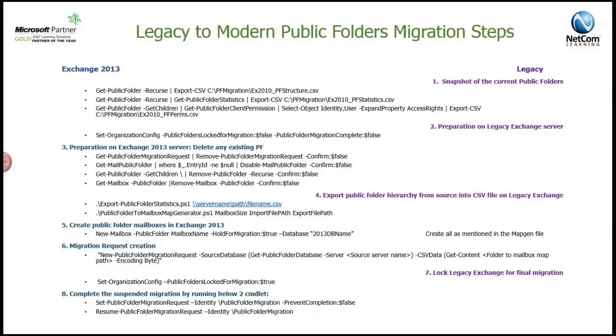This is very important. We need to monitor the migration, and when we see that it has moved to 95% and reached the auto suspended mode, the status is auto suspended, then we can move to the seventh step. The seventh step is to lock legacy Exchange for final migration. This has to be run on Exchange 2010, but you can run it from Exchange 2013 as well, because this is just locking the public folder migration for the whole organization.